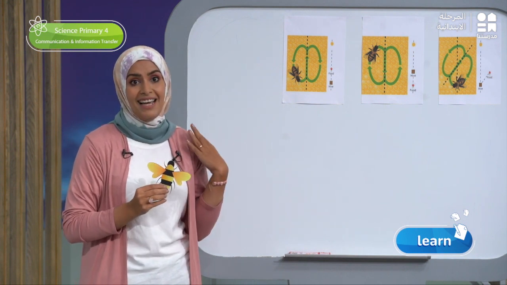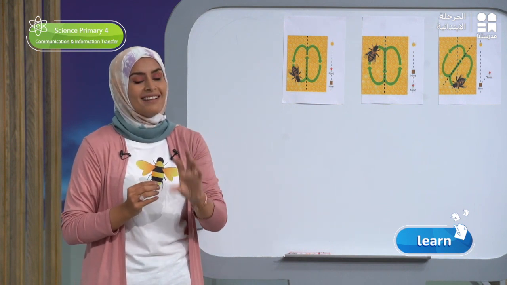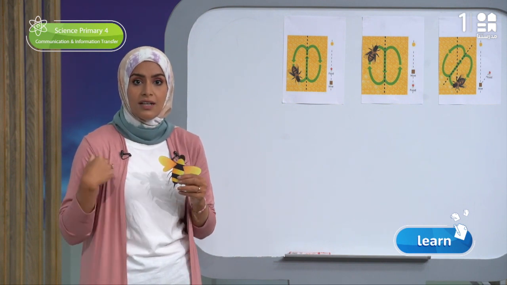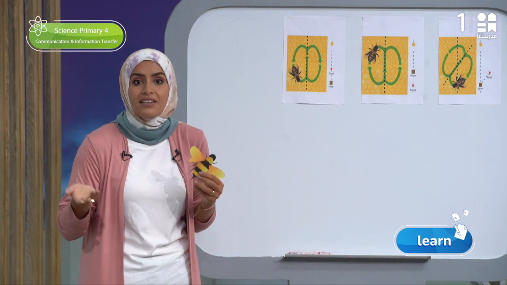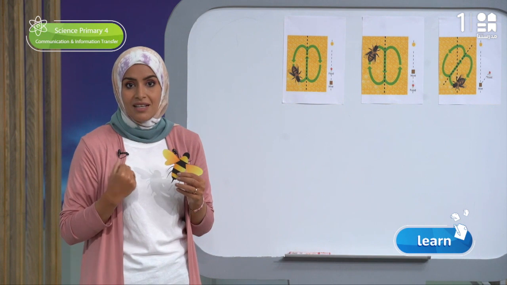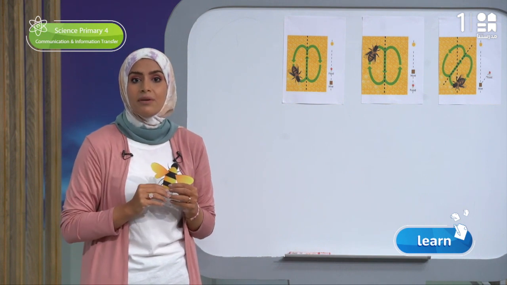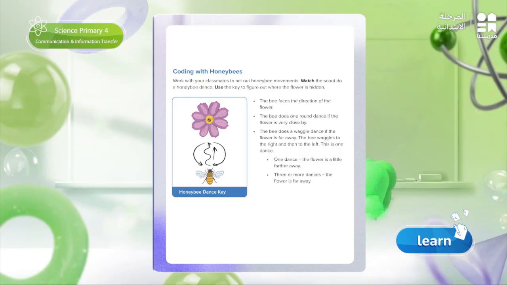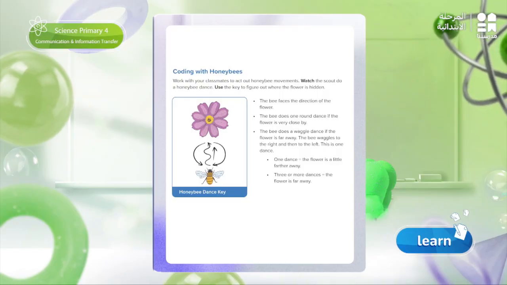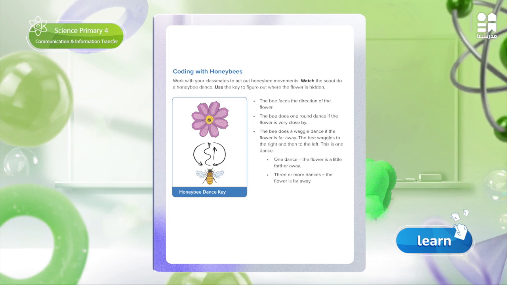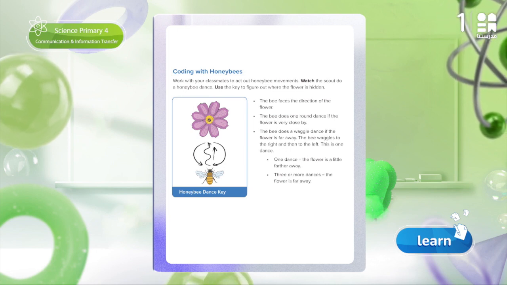Here I will be the scout bee and you will be the rest of the bees in the hive. You will try to understand the code that I will make and try to know where the flower is and whether it is far or near. Before we start, let's remember the coding the honeybees use on page 107. Look at this page and I will explain each step to you here on the board. The first sentence is that the bee faces the direction of the flower.